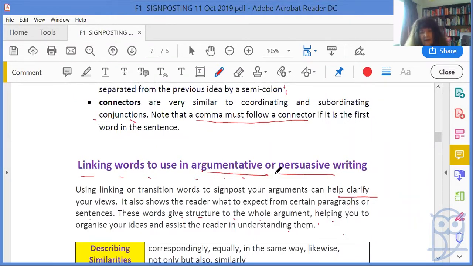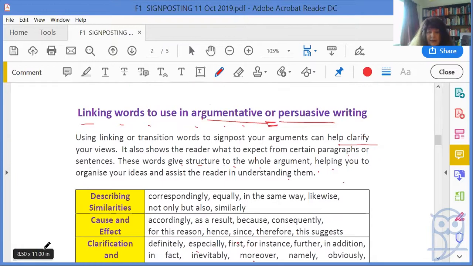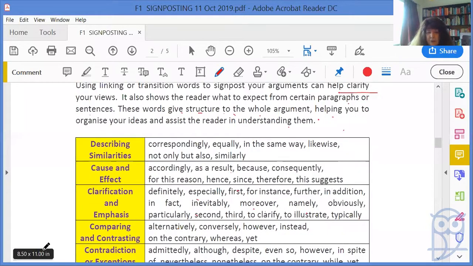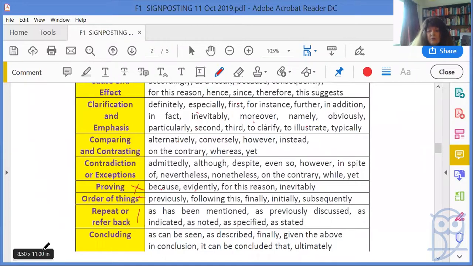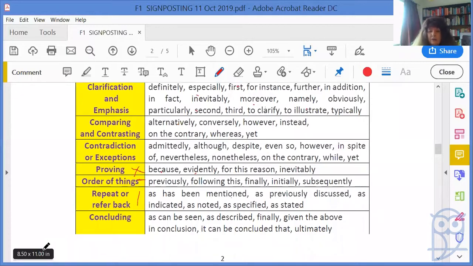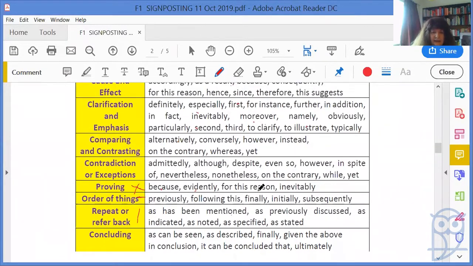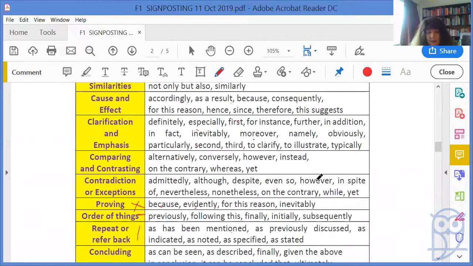Right, just go back to linking words used in argumentative or persuasive writing, which is exactly the same thing: arguing or persuading someone to do something. And it's really just to help you clarify your views: describing similarities, cause and effect, clarification and emphasis, comparing and contrasting, contradiction or exceptions, proving something, order of things, repeating or referring back, concluding. If you have a list like this, as I say, you never need to make any other list.